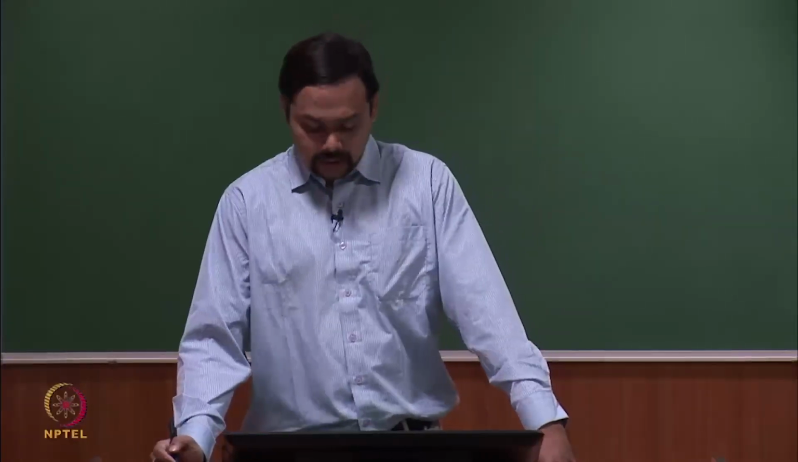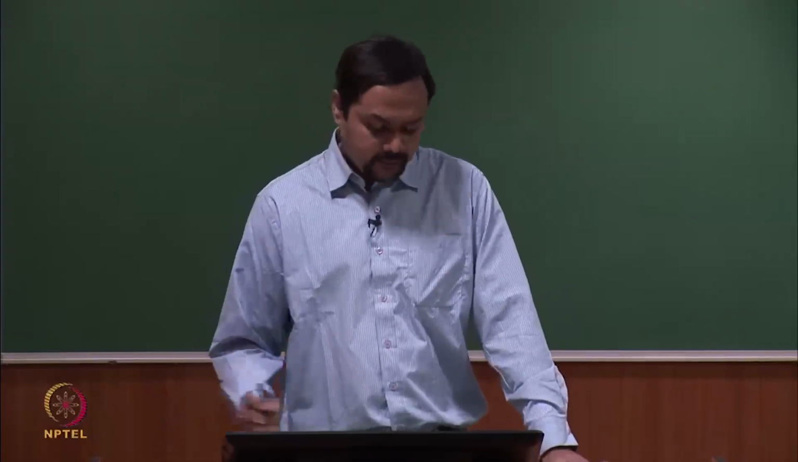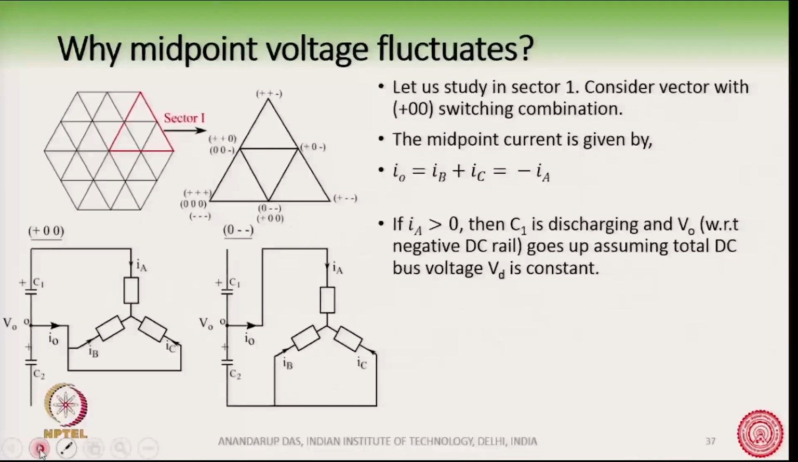So, therefore, the midpoint voltage must be kept within a certain limit. The midpoint voltage fluctuation should be kept within a certain limit. So, first we will see why the midpoint voltage fluctuates.